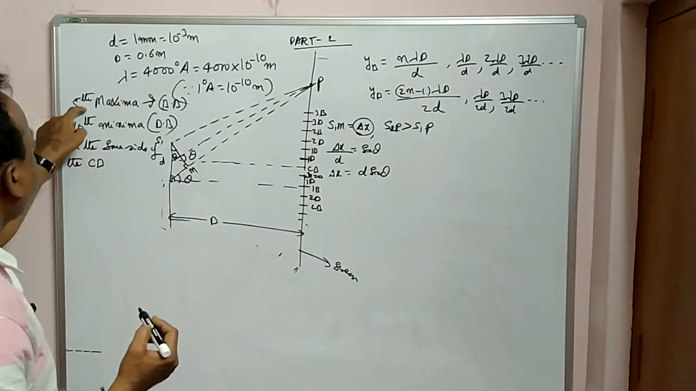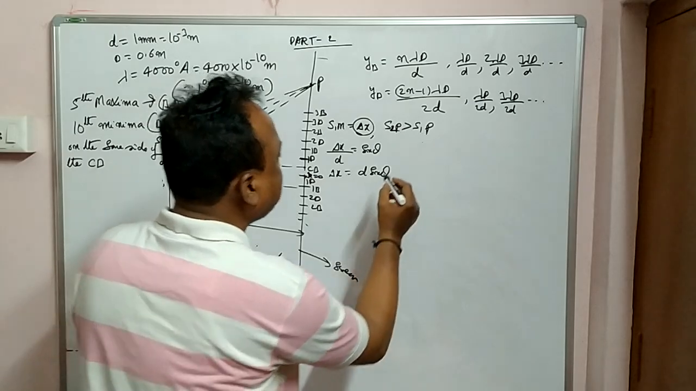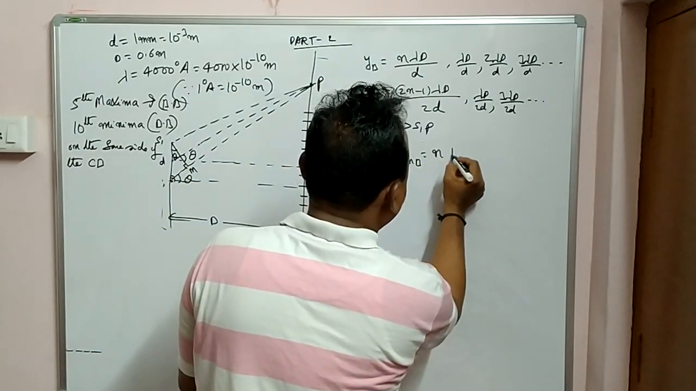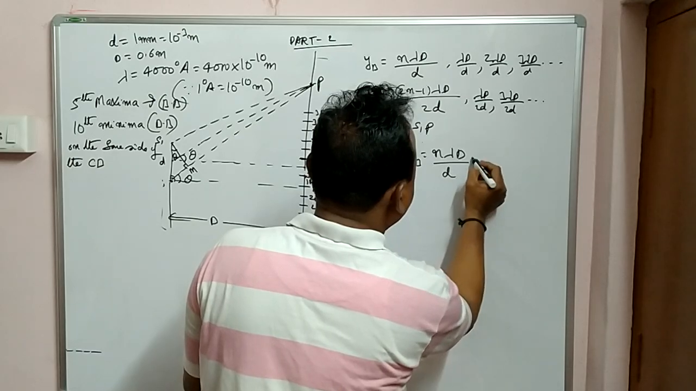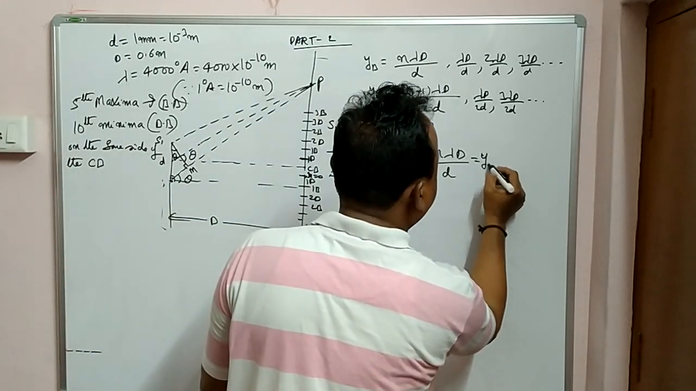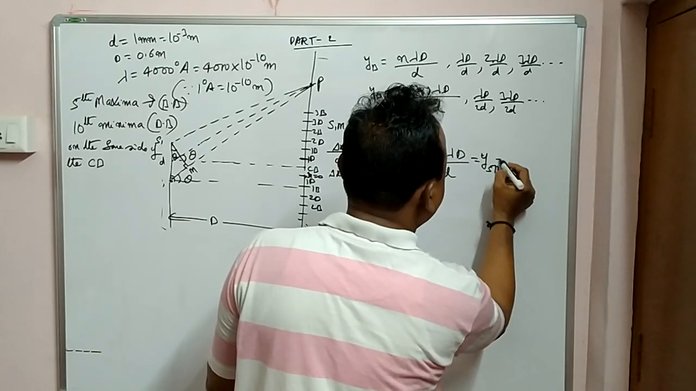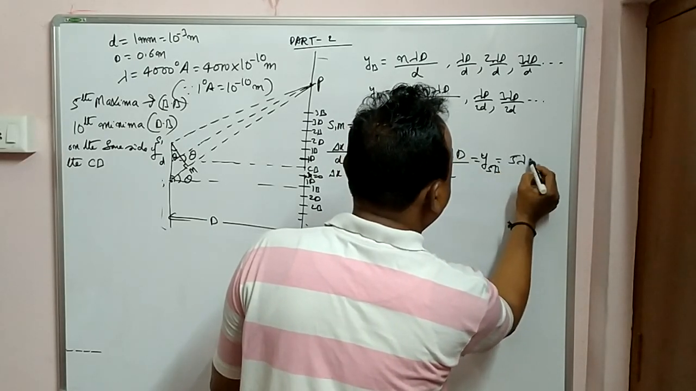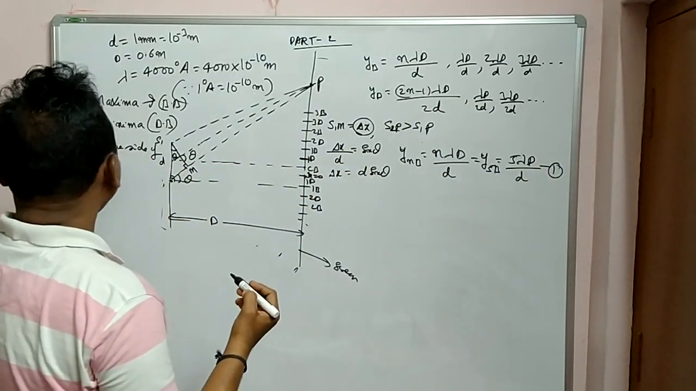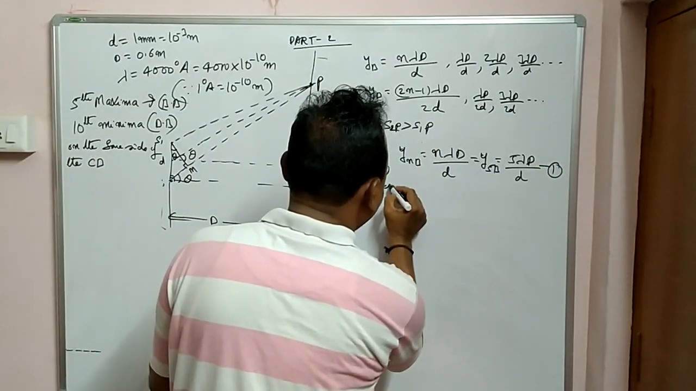So here, first of all, you will find the 5th maximum. What is the general formula? The nth bright formula is n lambda D by d. We want the 5th and 10th ones. 5th bright is equal to, put 5 here, 5 lambda D by d. Got it? Now the 10th minimum.